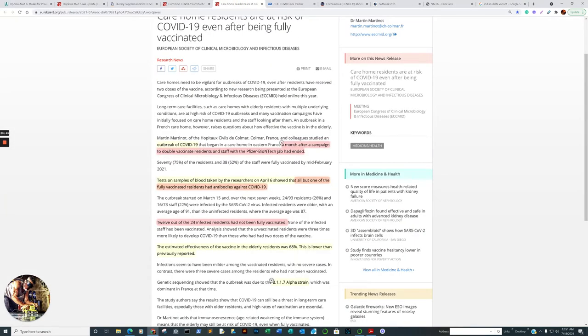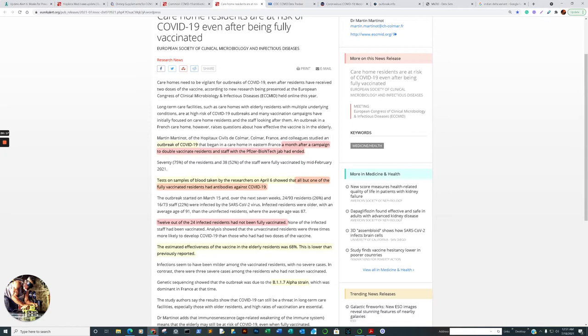There was an outbreak after a month of a campaign to double vaccinate residents and staff with the Pfizer BioNTech jab had ended. So you're talking about a month later. Tested the samples of blood taken by the researchers on April 6th, I guess a month after the campaign, showed that all but one of the fully vaccinated residents had antibodies against COVID-19. Again, the caveat, there's T cells and other elements of the immune system as well, but still just the same. That's what it showed.